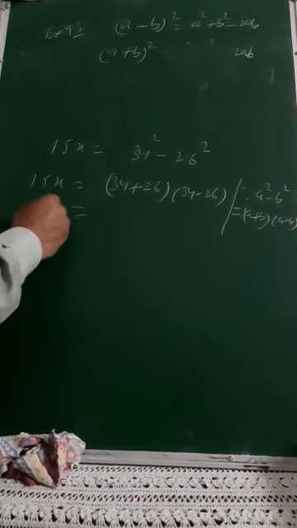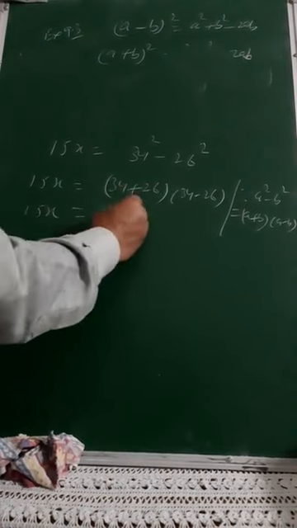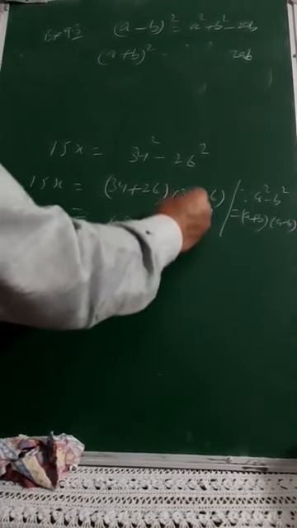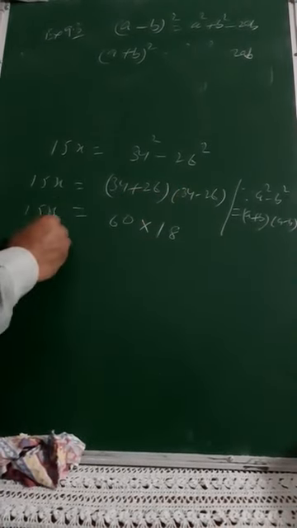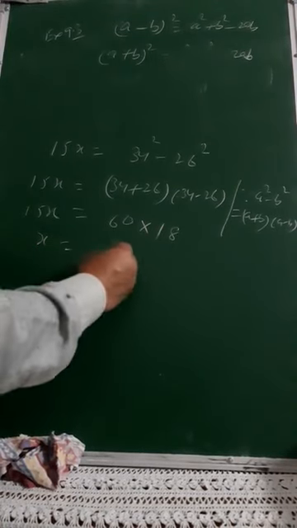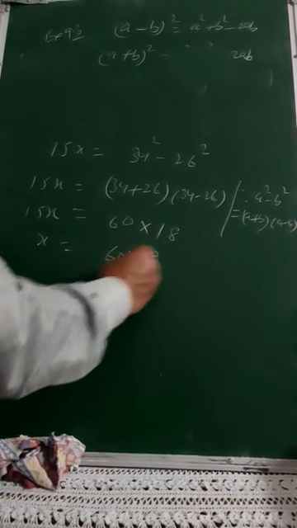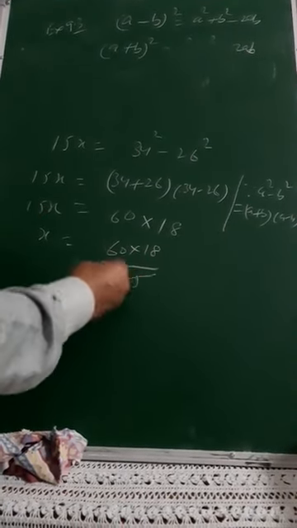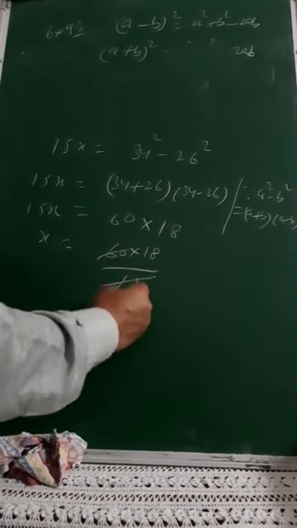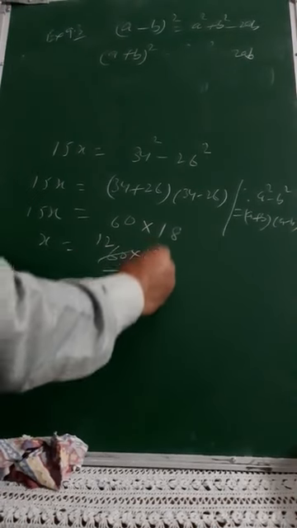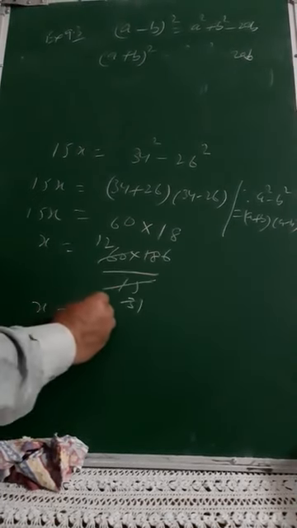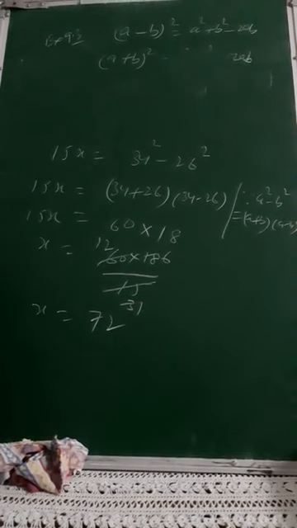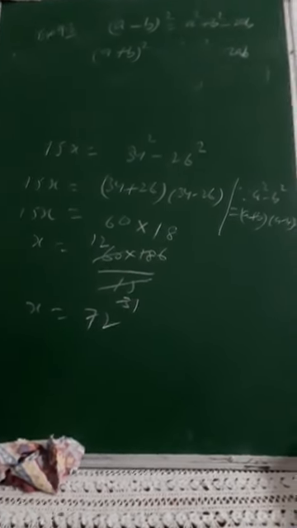So 15x you can write now as 60 into 18. And final calculation, 60 into 18 upon 15, when I shift this 15 to this side. So you'll be getting 5 3s are 15, 5 12s are 60, 3 1s are 3, and 3 6s are 18. So my x will be equal to what? 72. So that will be the answer for this.